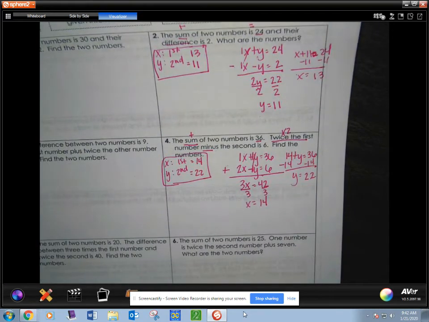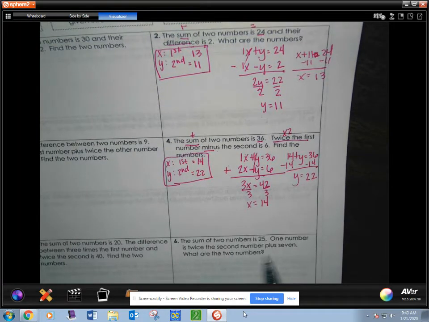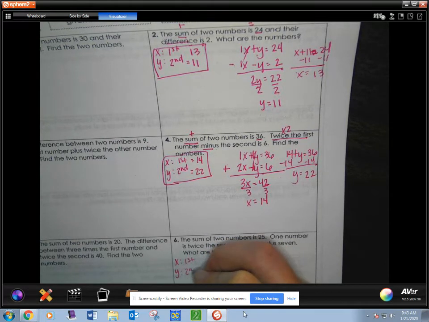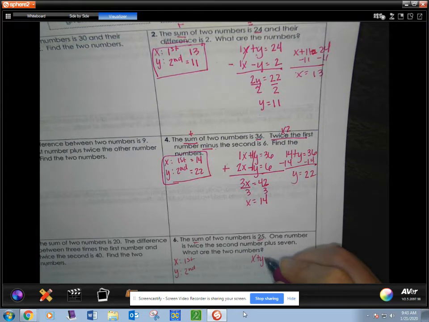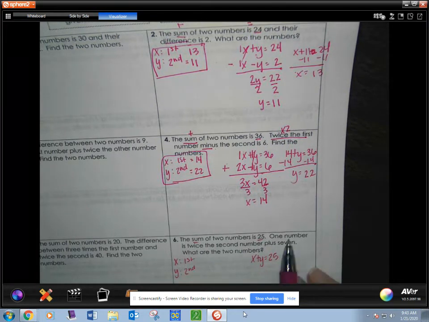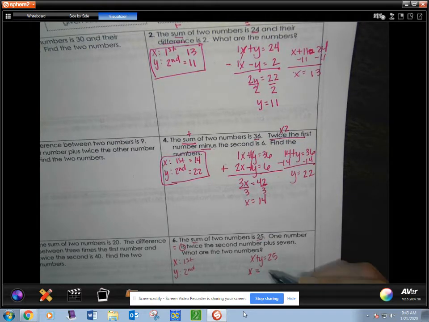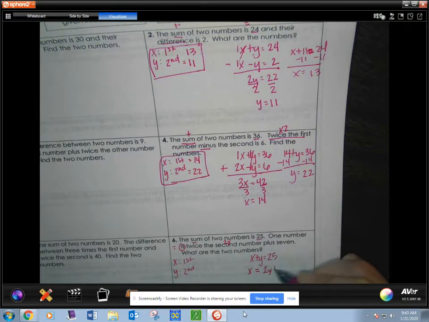For number 6, the sum of two numbers is 25. One number is twice the second number plus 7. What are the two numbers? Okay, so we're talking about x and y. x is the first number, y is the second number. The sum of the two numbers is 25, so x plus y equals 25. Now, one number, remember, is means equals. So we're going to take one number, which is x, and put equals. And then twice the second, that means we have to do 2 times y plus 7.